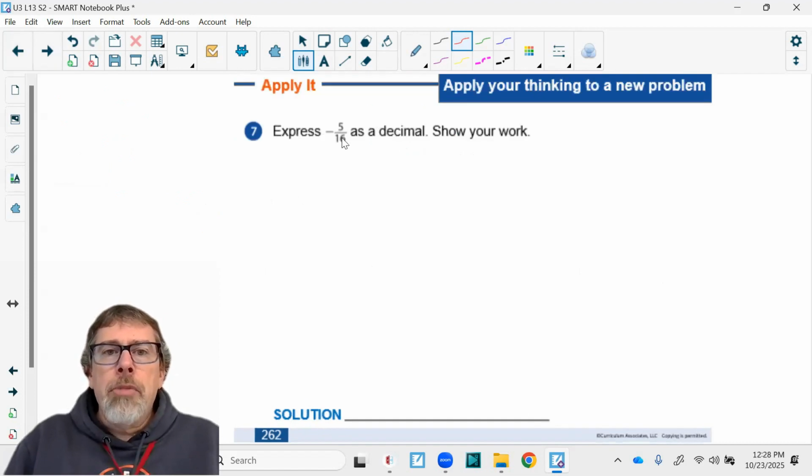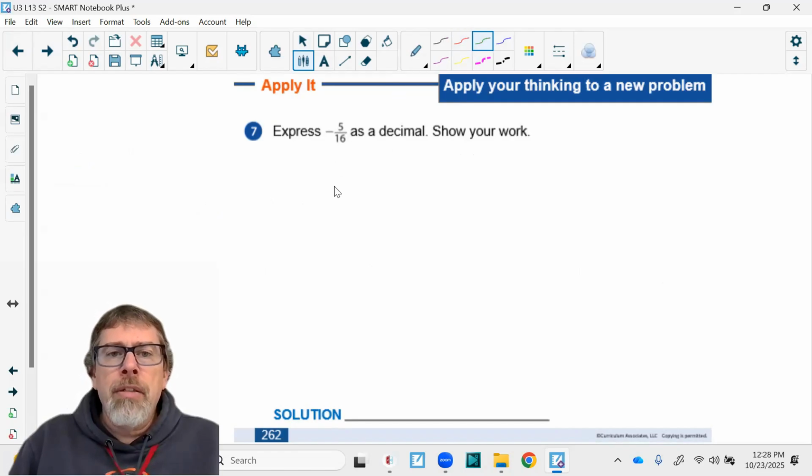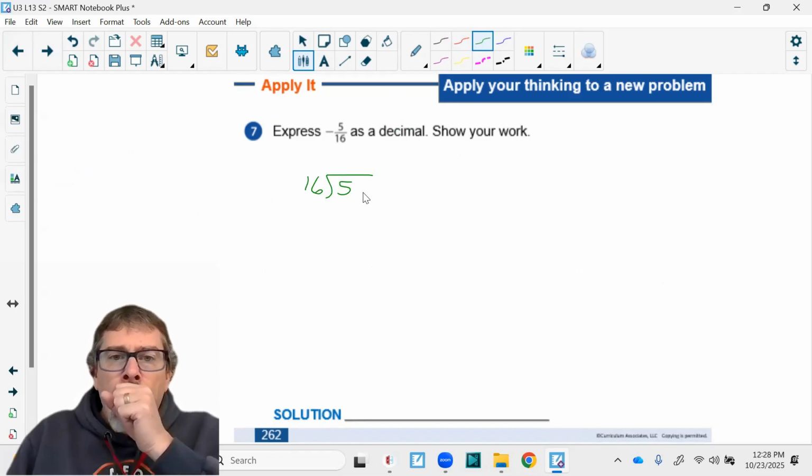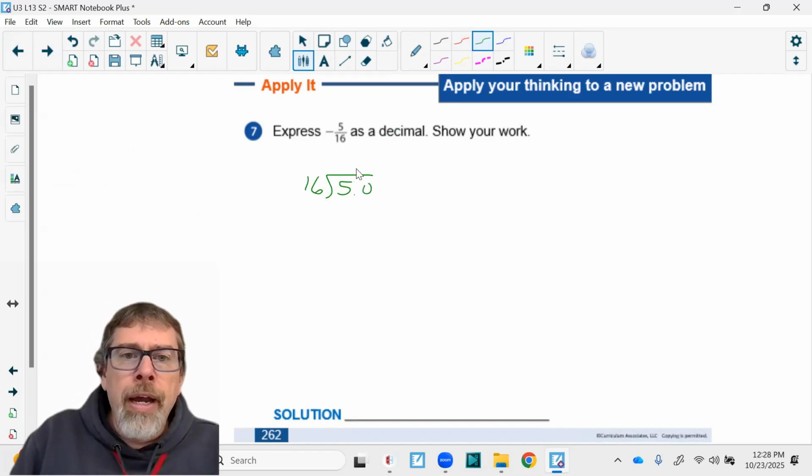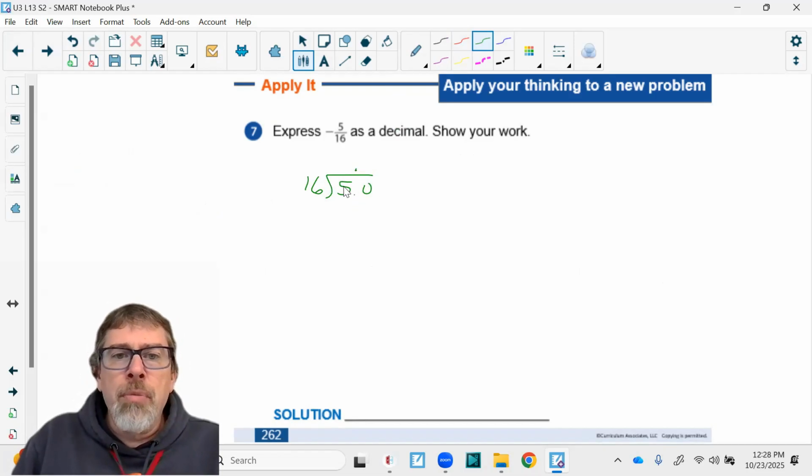Apply it. Express negative 5/16 as a decimal. Show your work. Okay, well, that just means 5 divided by 16. I'm going to add a decimal and a 0. 16 won't go into 5, but 16 will go into 50 3 times. And 16 times 3 is 48, resulting in 2. Bring down a 0, 20. And 16 will go into 20 once. 16, subtract, get a 4.